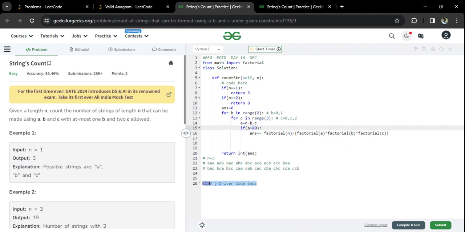Okay, equal to 0 I'm also including in the condition. Remember, 0 factorial is 1. That's what I'm trying to say. So if n is greater than or equal to 0, what you have to do is simply calculate the thing: factorial n divided by factorial of a into factorial of b into factorial of c.